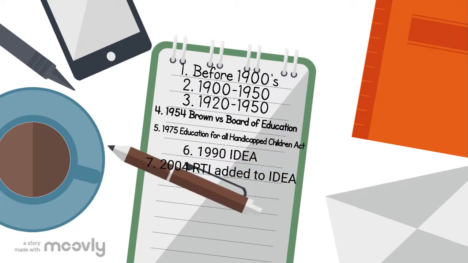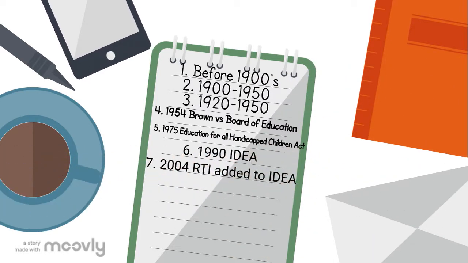Step 1 being before the 1900s, step 2 being 1900 through 1950, step 3 1920 through 1950, step 4 1954 Brown versus Board of Education, step 5 1975 Education for All Handicapped Children Act PL 94-142, step 6 1990 the IDEA K through 12 Act, and step 7 in 2004, response to intervention that was added to the IDEA.